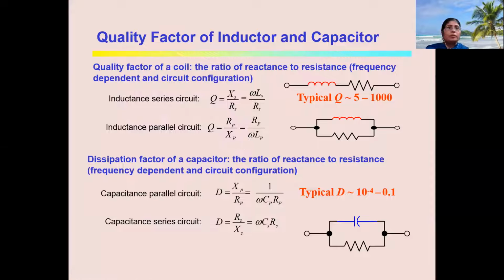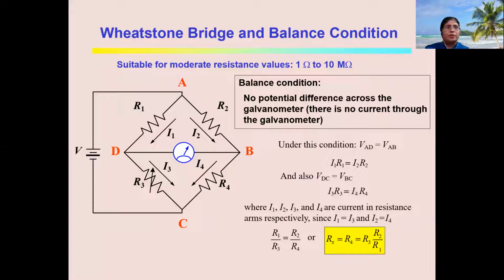So the low quality factor inductors are not desirable if the inductor comes in series with resistance, and vice versa with the inductance parallel circuit. So the quality factor and the dissipation factor decide the quality of the capacitor and the inductor, or you can say the value of the resistance present in the inductor and capacitance.